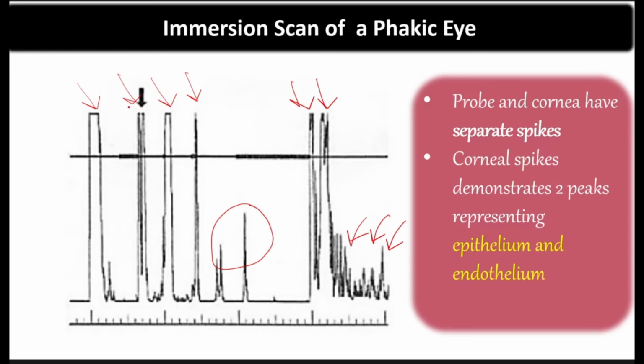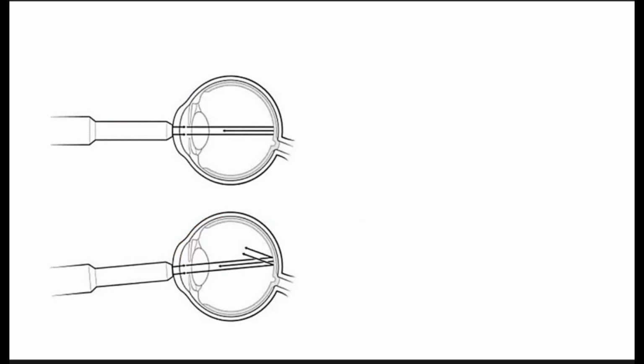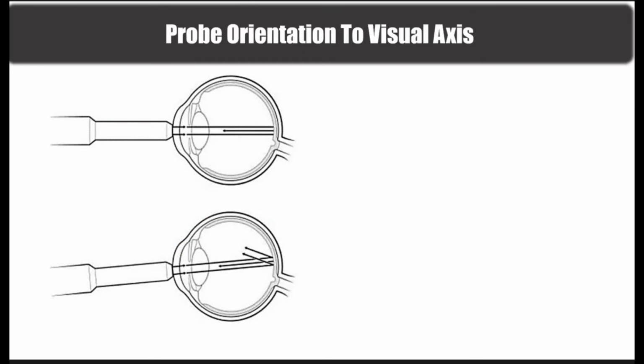The corneal spike over here demonstrates 2 peaks. Okay, you can see this is bifid. The first one is actually coming from the epithelium and the second one is coming from the endothelium. You also have to note that these 2 peaks of the corneal spike should be of equal amplitude. In any case, if these are not equal, this should raise suspicion that the probe is not aligned through the corneal vertex. Alignment of the probe is really, really important, whether we are talking about contact biometry or non-contact biometry. So let's see why that happens.